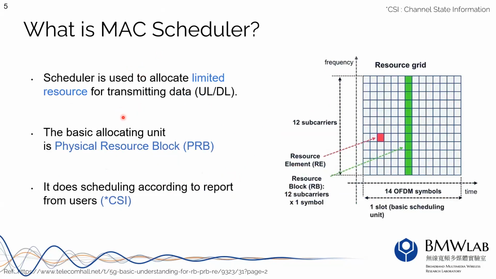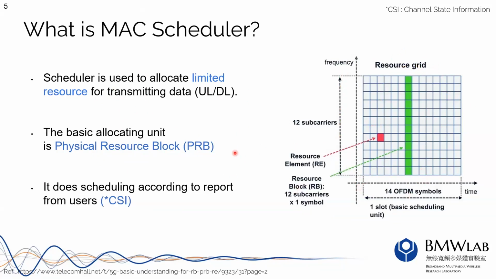Okay, so what is a scheduler? Actually, the scheduler in a 5G network is used to allocate limited resources for transmitting data, including uplink and downlink. But what kind of resource is to be allocated? This resource is called a physical resource block, also known as PRB. It's the basic allocating unit, and you can see the figure on the right-hand side. The green blocks mean the resource block, and the resource block engages 12 subcarriers in the frequency domain.